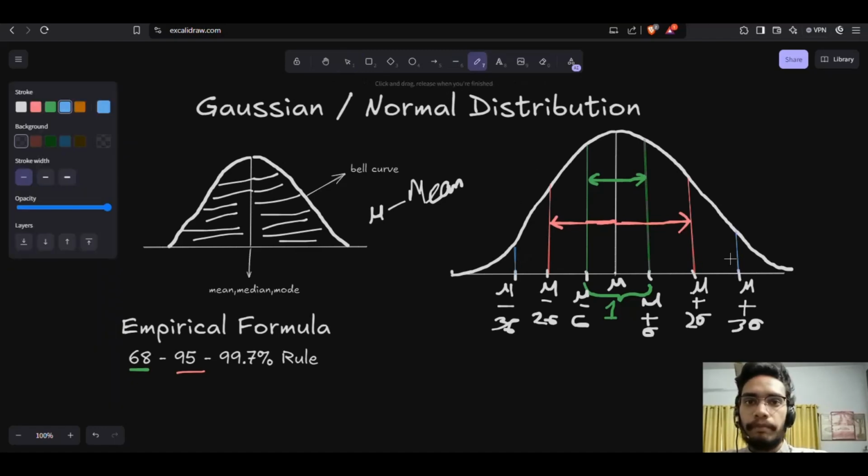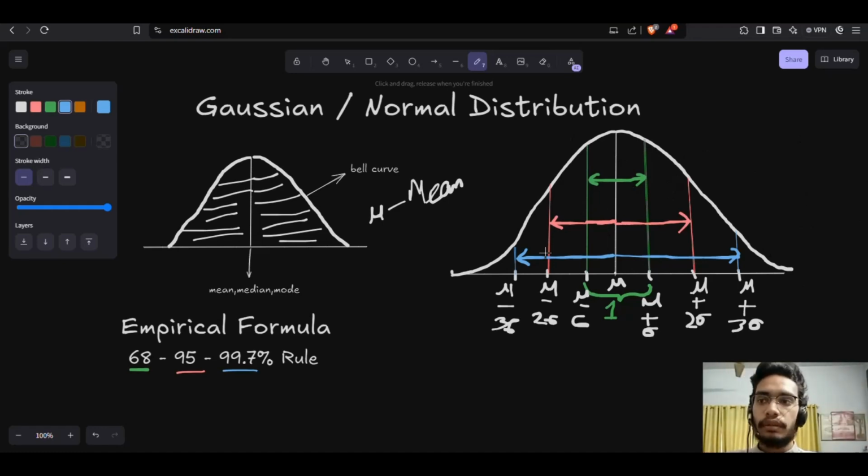So this whole region, from the third standard deviation on the right side to the third standard deviation on the left side, contains 99.7% of your data, of your total distribution, right? So your normal distribution contains these three things.